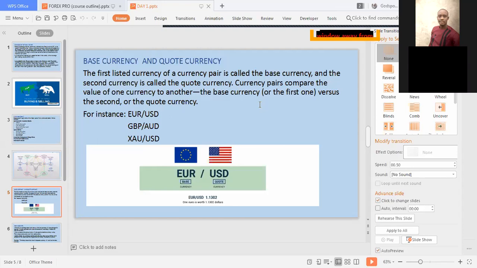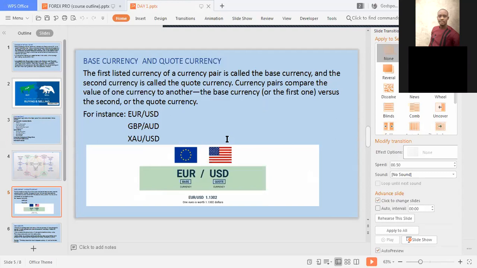Now, USD is the what? The quote currency. I repeat, Euro is the base currency, while USD is the quote currency. Now, listen carefully. A currency pair is just a combination of two. Are you with me? A currency pair is a combination of what two?